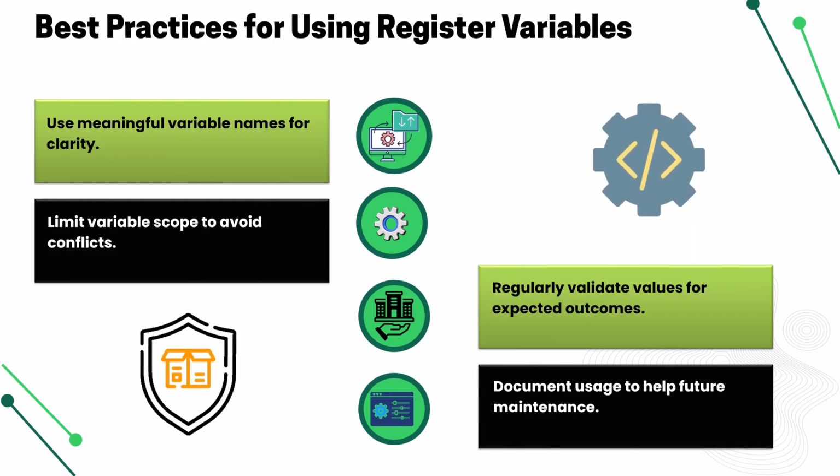Let's do things right. Clear variable names prevent confusion. Nobody likes deciphering cryptic code. Keeping scope limited avoids messy conflicts. Regular validation ensures variables behave as expected, much like checking a parachute before a jump. And documenting usage. Future you will thank you for it.